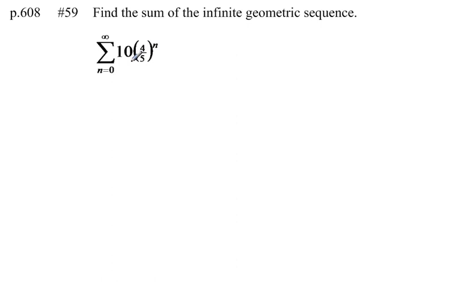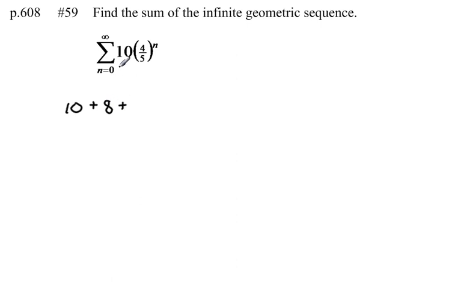First of all, let's plug 0 in place of n. 4/5 to the 0 power, anything to the 0 power is equal to 1, times 10. So there's our first term. To find our next term, we're going to plug 1 in place of n. So I have 10 times 4/5 to the first power. Well, 4/5 of 10 is equal to 8.